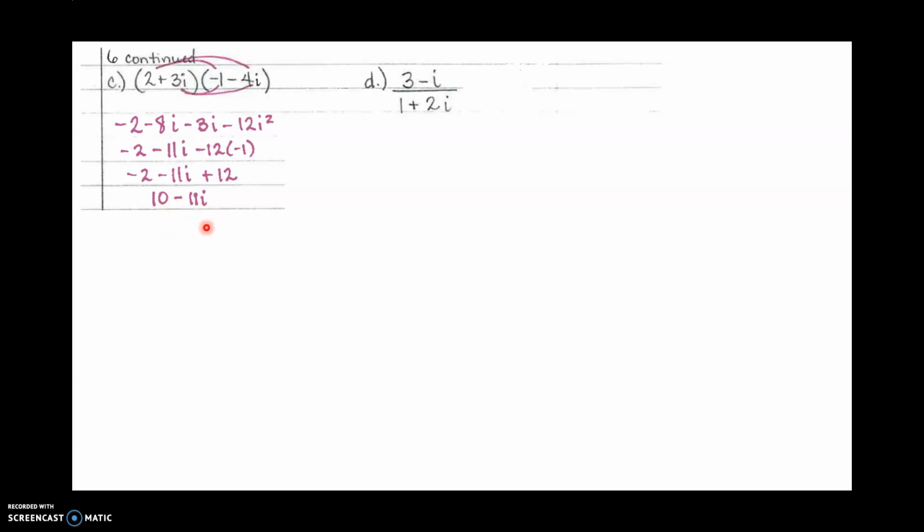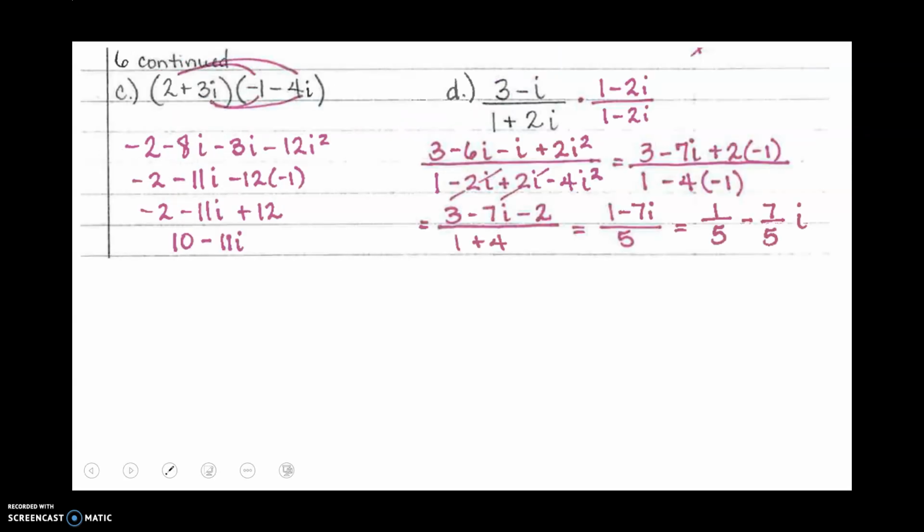All right, for division, remember that you cannot have an i in the denominator. And so to get rid of that, we're going to multiply by the conjugate. It's the exact same numbers, but the opposite sign. So I'm going to multiply by 1 minus 2i, and what I do to the bottom, I have to do to the top. So that means that we're going to need to FOIL our numerator and FOIL our denominator.